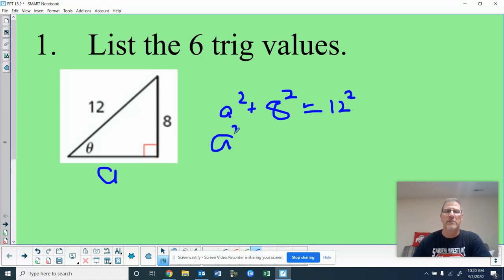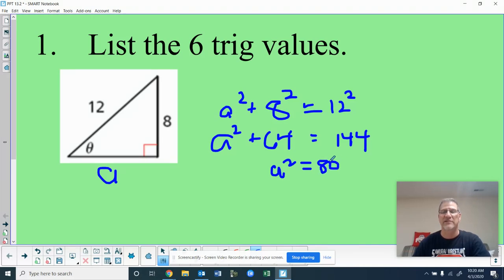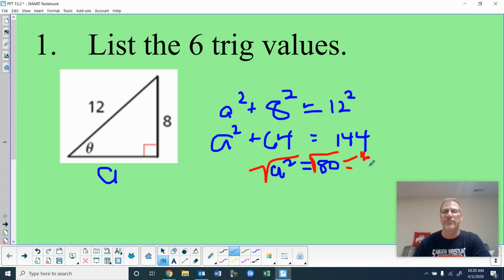So we got A squared plus 64 equals 144. And then we'll subtract that 64 from 144. We'll get A squared equals 80. So then remember, we have to take the square root. Some of you forgot about that when we were doing the stuff last week. So square root, and then that's 16 times 5. We do our factor tree, do it in radical form. Don't use decimals. So that's A equals 4, square root of 16, radical 5.